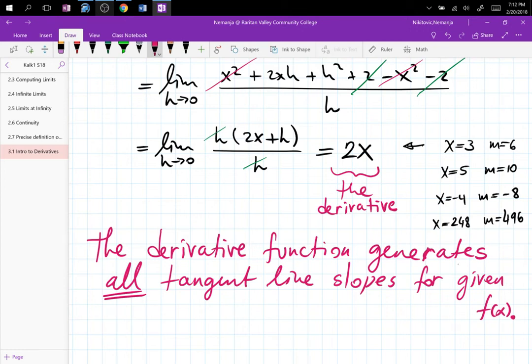We are going to learn that the velocity is the derivative of the position function. And as you are paying the ticket, you are not paying for your average velocity. You are paying for the velocity of the instant where you were clocked. So we are going to make a clear distinction in this class between instantaneous and average. And instantaneous is going to be the derivative.